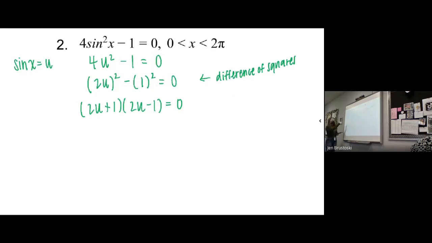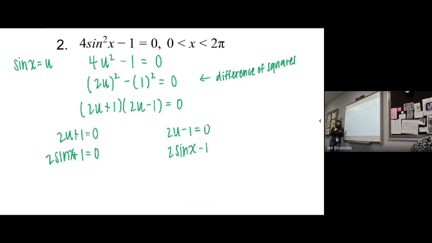All right, let's go ahead and split these into 2 pieces. So we'll have 2u plus 1 equals 0 and 2u minus 1 equals 0. And then we'll also go ahead and put our sine back in. So we have 2 sine x plus 1 equals 0, and 2 sine x minus 1 equals 0.